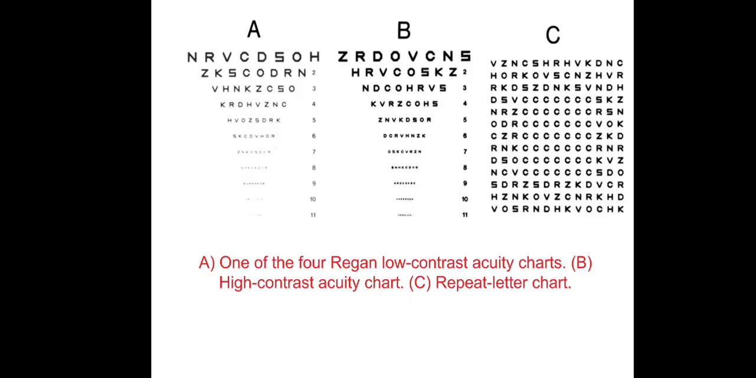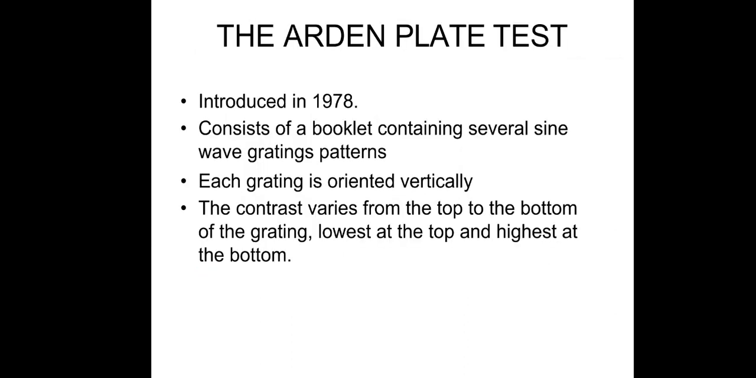So this is the chart. As you can see in the first and the second one, the letters are reducing. As the letters are reducing, that means the narrowing frequency is going on, and if the patient sees them, the patient's spatial frequency vision is good. And the C chart is a repeated letter chart, mainly to identify equal sizes, for when the patient is saying that they can't see the lower ones. The Arden plate test was introduced in 1978.